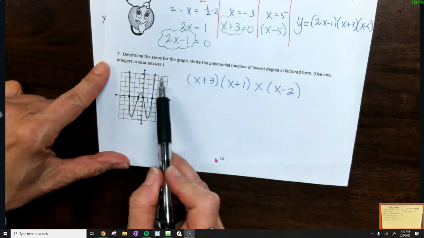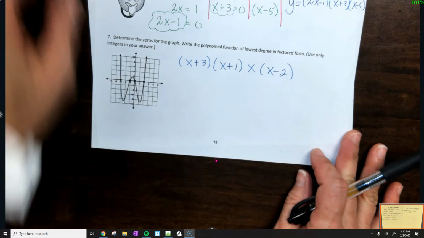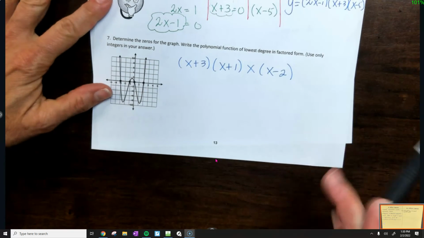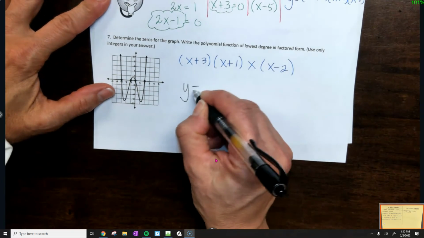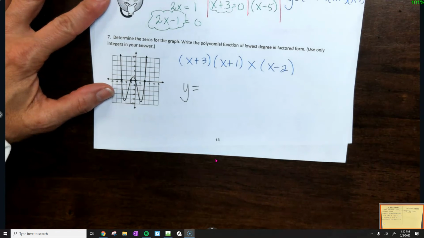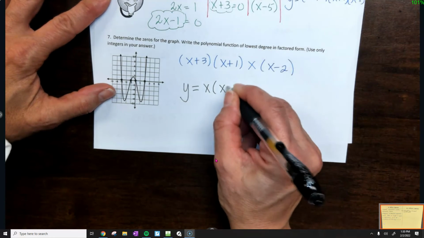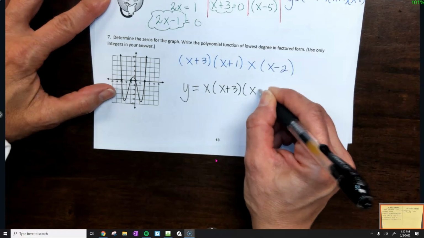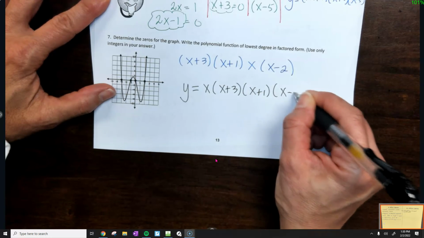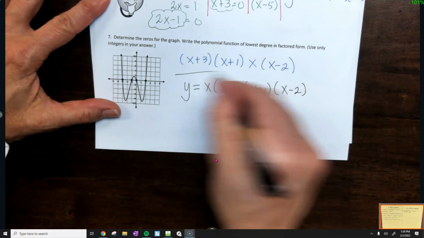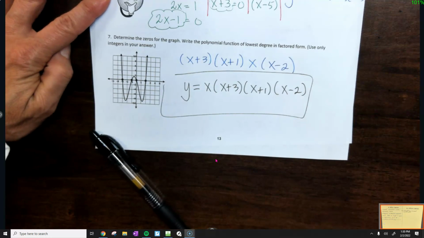So I also know this graph is not reflected because the arrow is pointing up on the right side of the graph. So the equation in factored form is going to be y equals, we're going to start with the letter x, and now we're going to list the binomial factors. And again, the order does not matter. What matters is that you do have your x first when it does go through the origin.